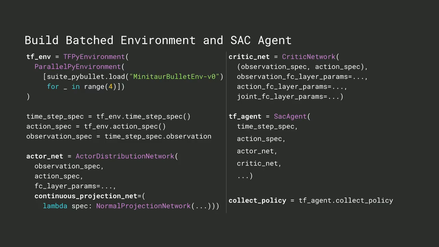First, we create the actor network. What the actor network is going to do is take these sensor observations, this 28-dimensional vector, and emit samples of actuator values. And those samples are random draws from, in this case, a Gaussian or normal distribution. So as a result, this actor distribution network takes something called a projection network. And we provide a number of standard projection networks. This one emits samples from a Gaussian distribution.